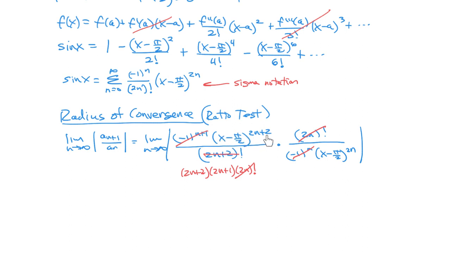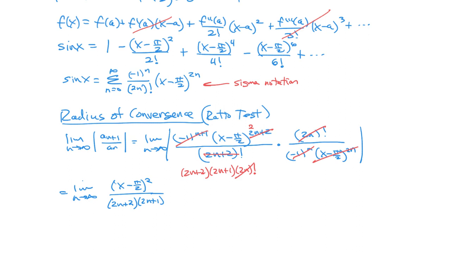There's this to the 2n plus 2 power in the numerator, and this to the 2n power down here. So 2n plus 2 minus 2n is just 2. So basically, that will go away, and this will just be that squared. So what we'll have then is the limit as n approaches infinity, and I guess we don't need any absolute values because on the top we've got x minus pi over 2, and it's squared anyway, so it's going to be positive. And down here we've got 2n plus 2 times 2n plus 1.